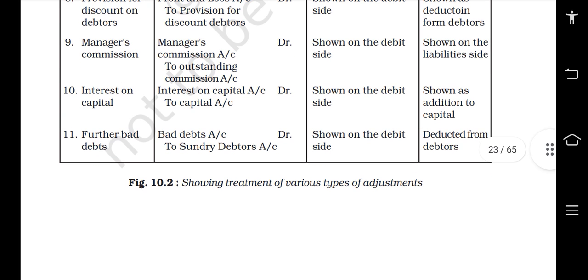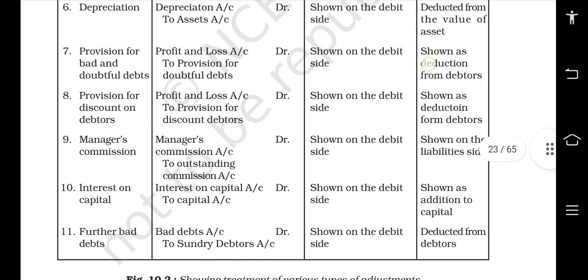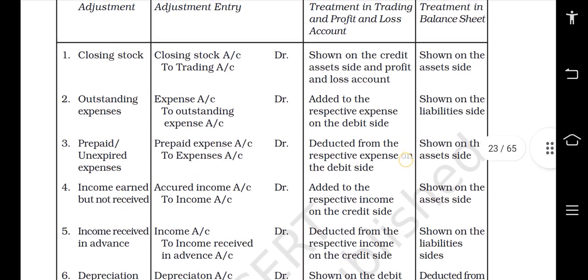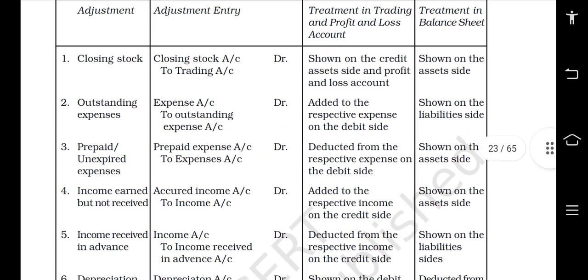And further bad debt is always an expense. It should be shown on the debit side of the P&L account and deducted from debtors on the asset side of the balance sheet. These 11 additional information or adjustments you have to study very well.